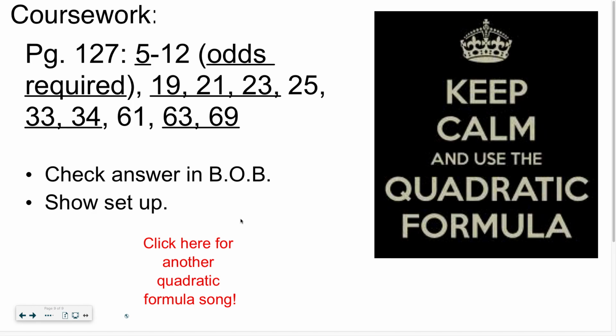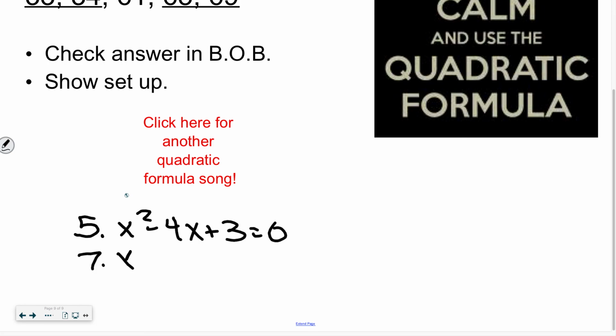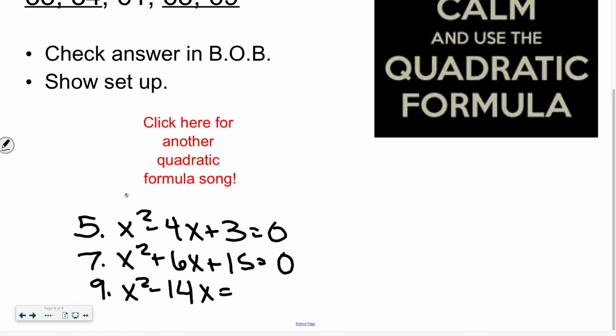So I'll put up a couple of the first ones so that if you want to get started, you're using the quadratic formula to solve these. See if you can do a couple before you leave. x squared minus 4x plus 3 equals 0. x squared plus 6x plus 15 equals 0. And I'll put up number 9. x squared minus 14x equals -49. That number 9 is a good one for you to look at. Make sure you move 49 to the other side before you do the quadratic formula.